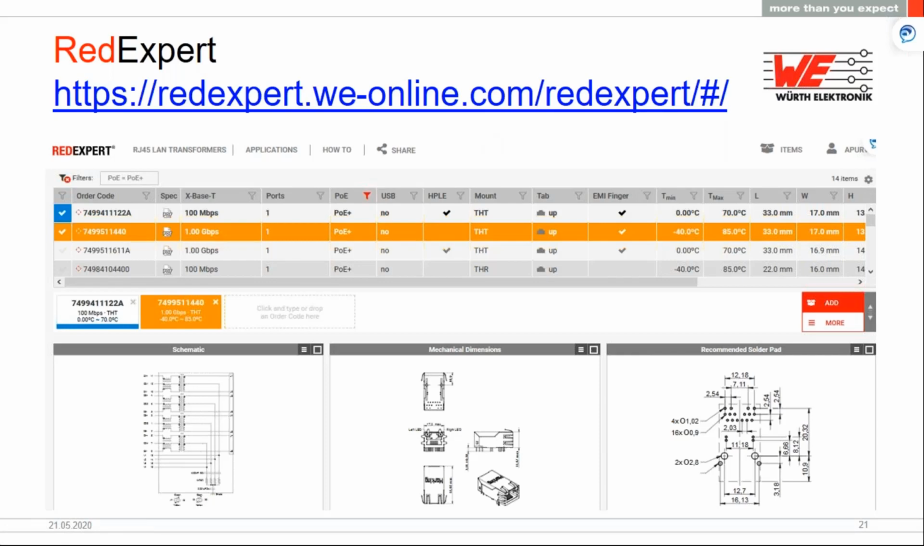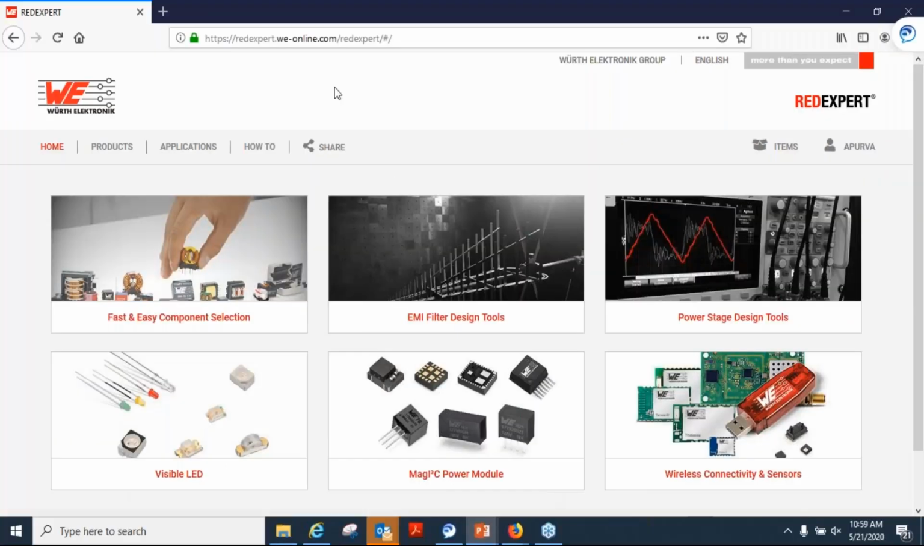So now we'll just have a quick demonstration of the tool. And that will be the last section of this presentation. So like I said, you can either just go and type in RedExpert and it will direct you to the home page of this tool.